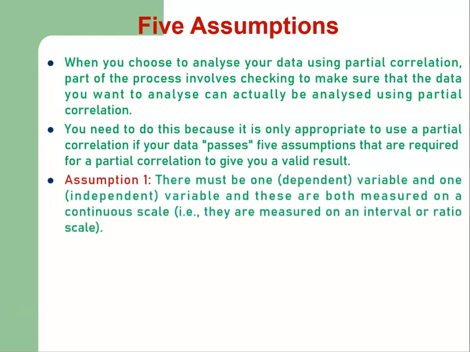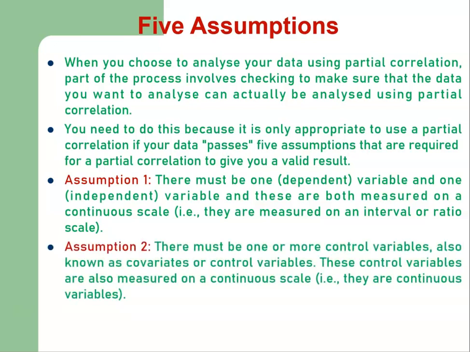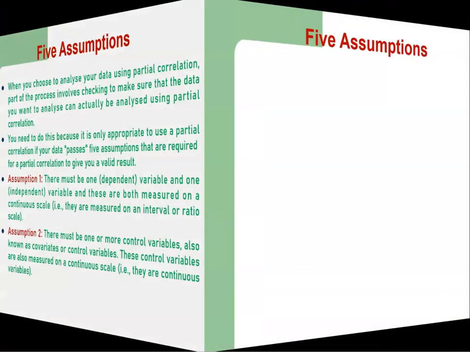Assumption number 1 is that there must be one dependent variable and one independent variable, and these are both measured on a continuous scale, that is, they are measured either on an interval scale or on a ratio scale. The second assumption is that there must also be one or more control variables, which are also known as covariates, and these control variables are also measured on a continuous scale, which means that they are continuous variables.